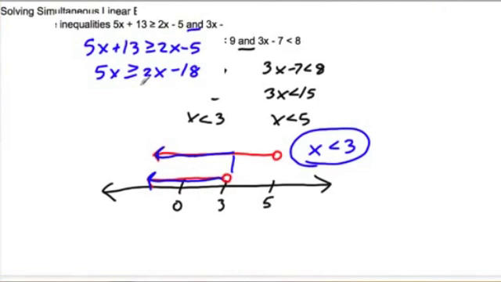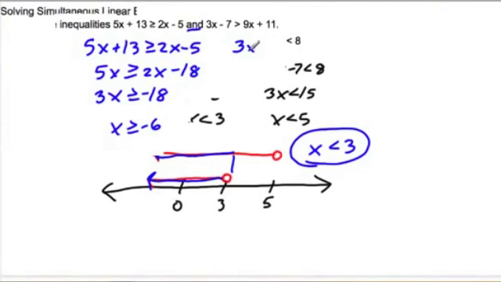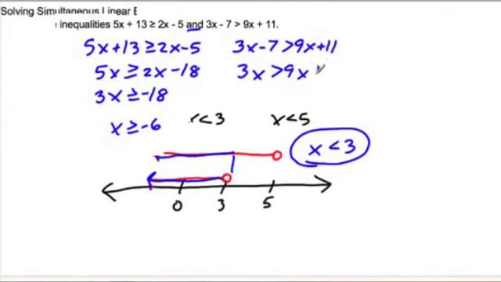And then I'm going to subtract 2x from the right-hand side. So I get 3x is greater than or equal to negative 18, and x is greater than or equal to negative 6. Now I'm going to solve the other inequality. 3x minus 7 is greater than 9x plus 11. The first thing I'm going to do is add 7 to both sides. So now I have 3x is greater than 9x plus 18.